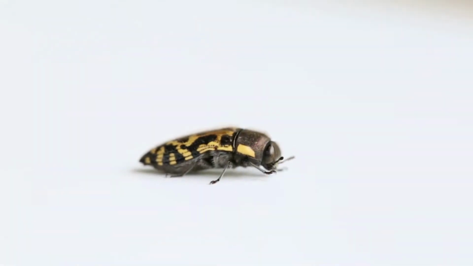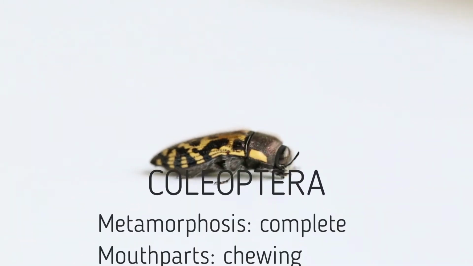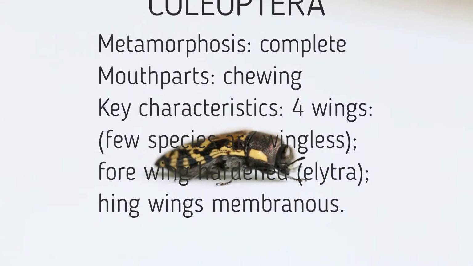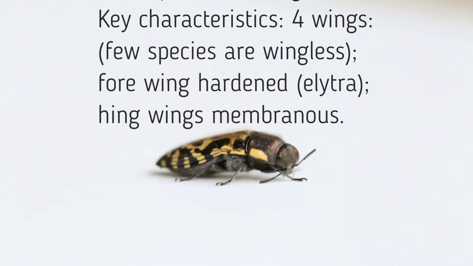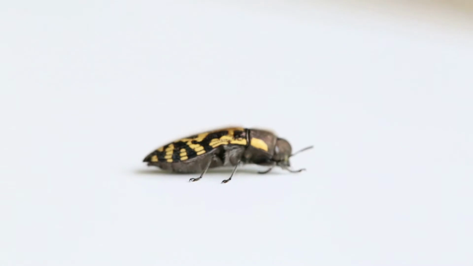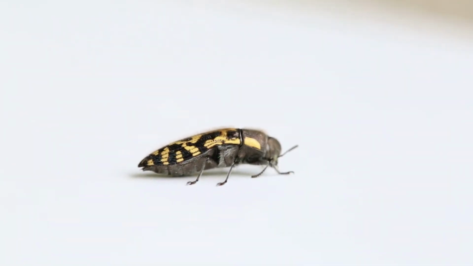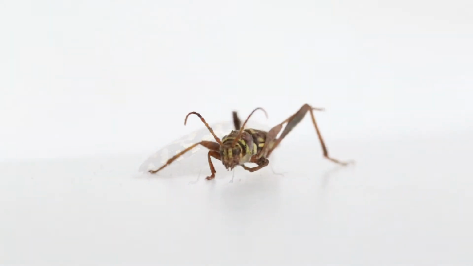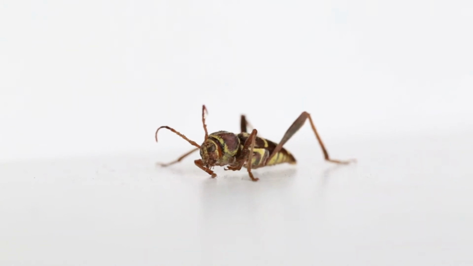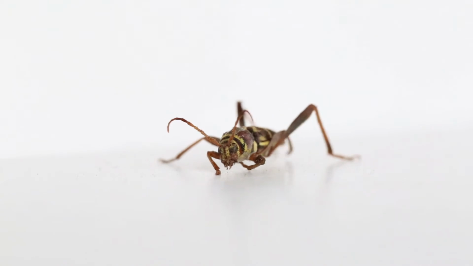Next we have the Coleoptera, which are the beetles. They undergo a complete metamorphosis, and their larvae are grubs, or grub-like. The adults will have chewing mouth parts, and most of them will have 4 wings, and there are a few that are wingless. But those first 2 wings are going to be really hard, and those are called elytra, and those are characteristic of beetles, but they have hind wings that are membranous, and they look like normal wings. It should be noted that the beetles are actually the most diverse group of the insect orders.